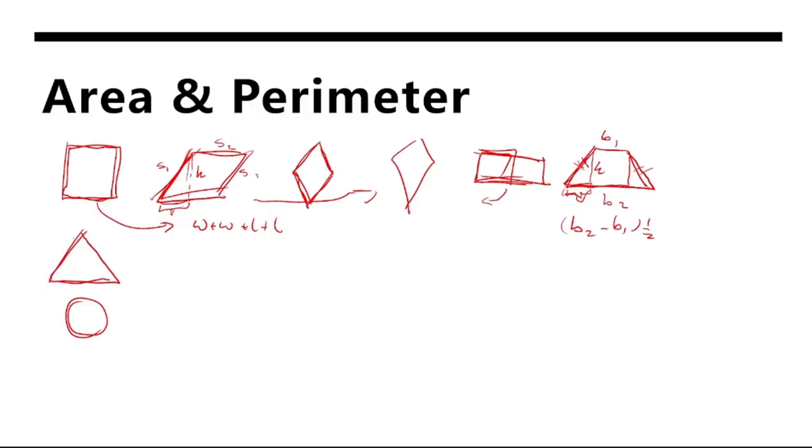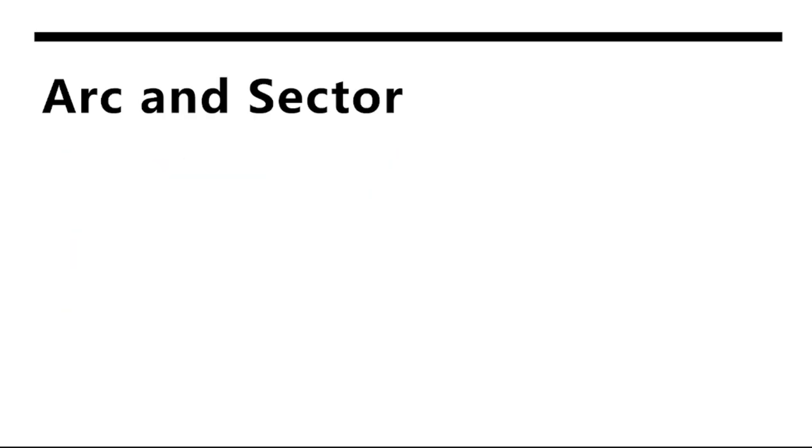Now triangles. Triangles are just sides A, B, C, so the perimeter is A plus B plus C. And circles with radius r, you'll have 2 pi r, which can also be written as pi d, where d is the diameter. Now arc and sector. This part is only for circles.